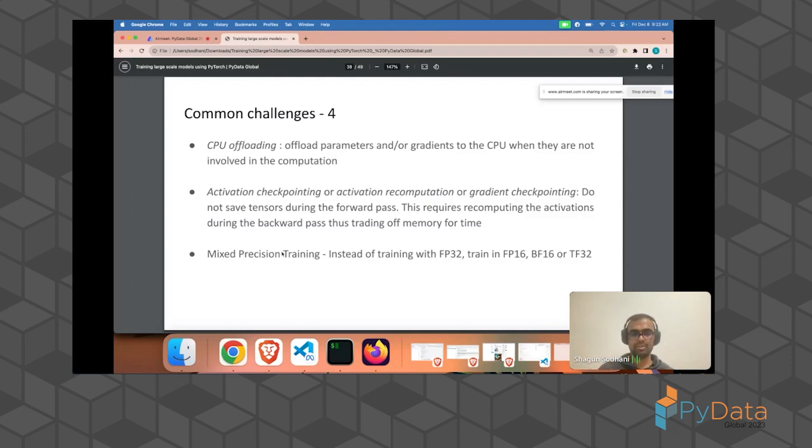The third way people can handle this is by doing mixed precision training. So instead of using FP32, which is a 4-byte precision format, you can use FP16, which is a 2-byte precision format, or BF16, another 2-byte precision format, or TF32, which is a 19-bit format. And that gives you roughly 50% memory saving right away. Mixed precision training is also supported in PyTorch.